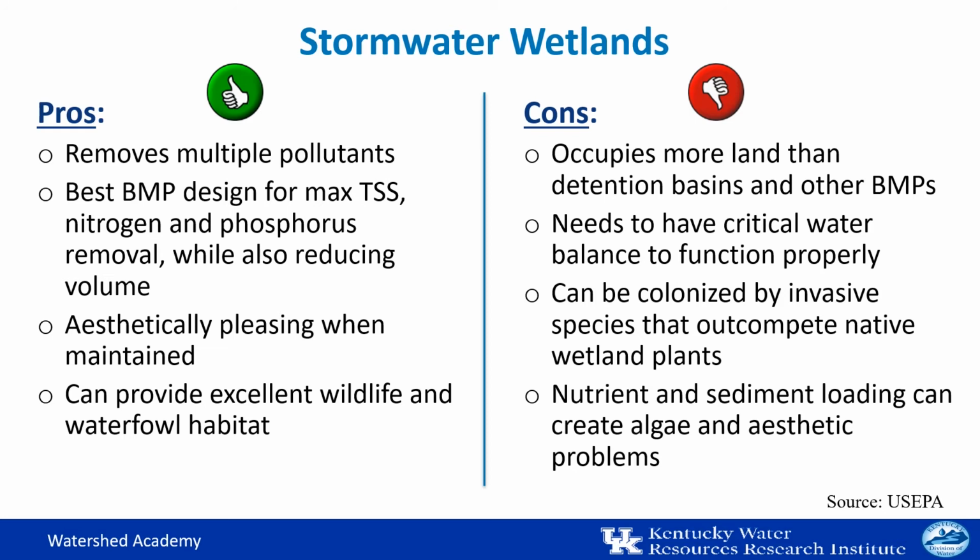Some of the pros of stormwater wetlands are just its power to remove pollutants. It's one of the best BMPs to remove sediment, nitrogen, and phosphorus, and also lower the volume. And it also can be very aesthetically pleasing, and it provides some great habitat for wildlife and wildfowl in particular, but other creatures as well.